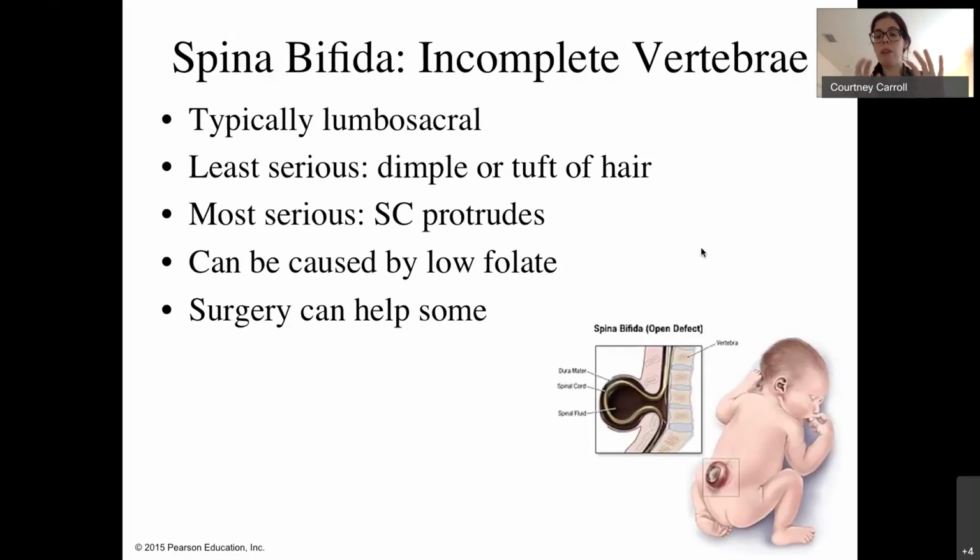Again, that tube starts to form very, very early. We're talking like 4 weeks of embryonic development. So for most women, you don't even know you're pregnant at that point. 4 weeks is when you would miss your period.